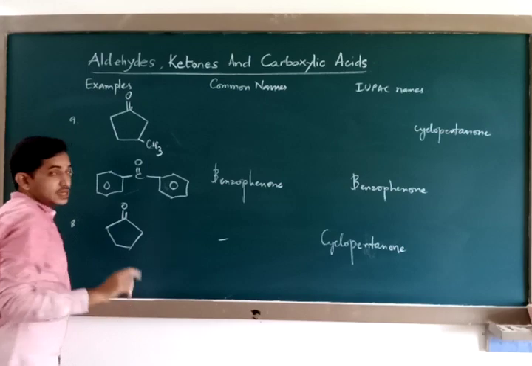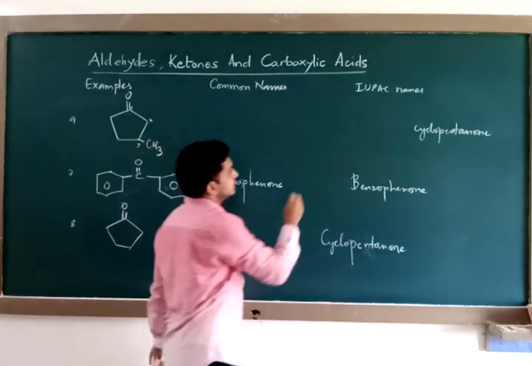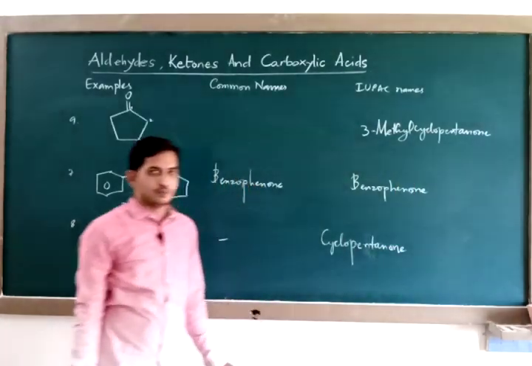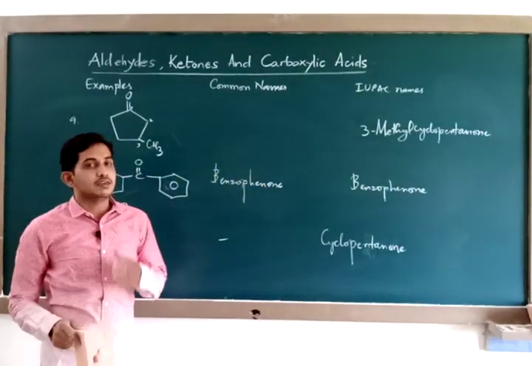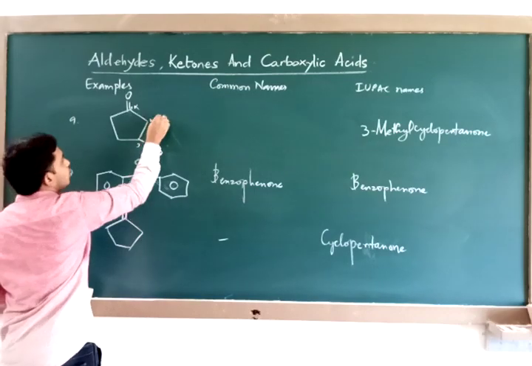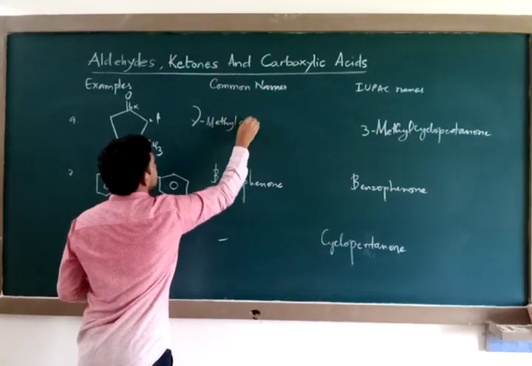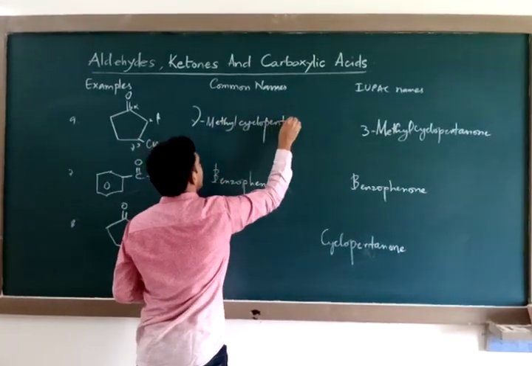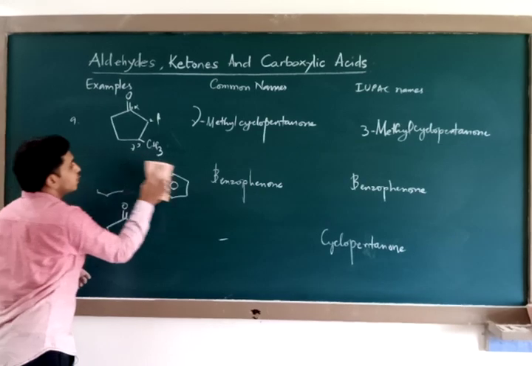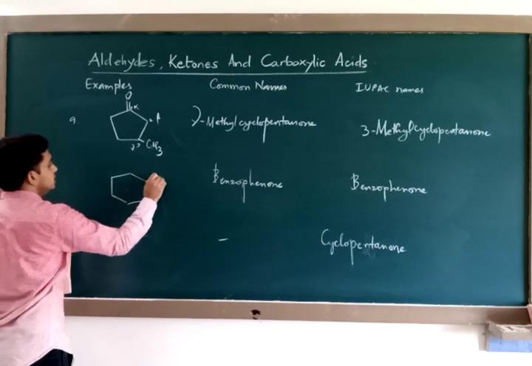This is labeled as 1. In cyclic ketones, ketone group is numbered as 1, 2, 3. Therefore, it is 3-methyl cyclopentanone. In common naming system, if it is cyclic ketone, then the ketonic carbon is labeled alpha, followed by beta, then gamma. Then it is gamma methyl cyclopentanone. If you have understood the 9th example, try on your own about this example.